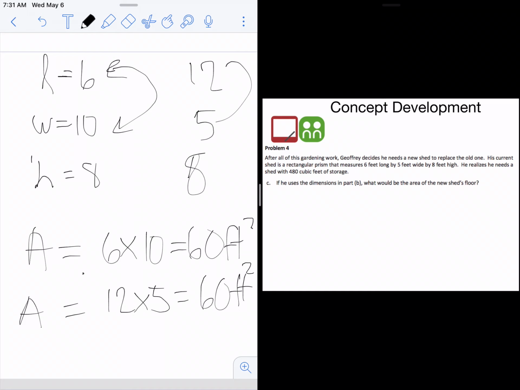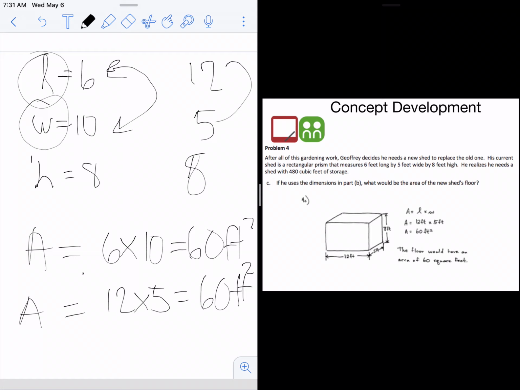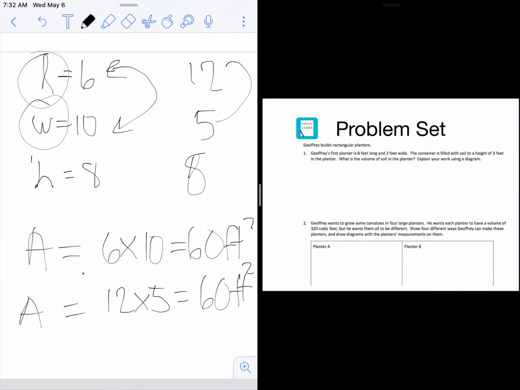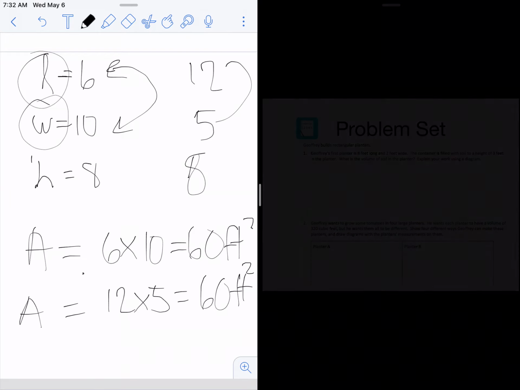Because area is just length times width. So it's feet squared. The floor would have an area of 60 square feet, or 60 feet squared. This is the end of our concept development for today, you guys. Remember that the problem sets are an extension, but the exit tickets are what we really want you to focus on and to take a picture and add them to Seesaw.